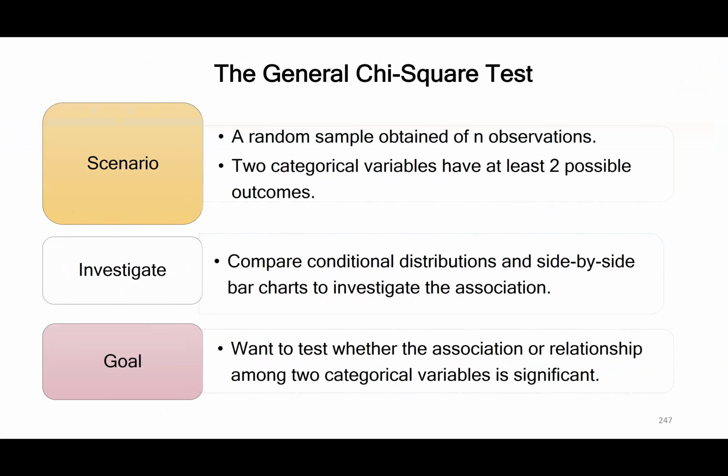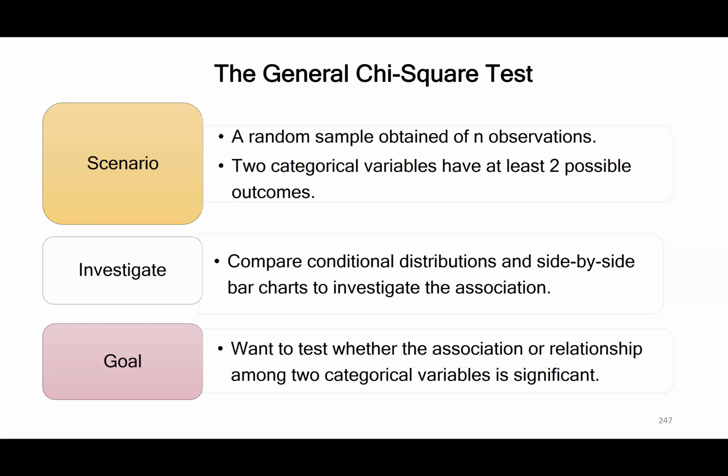So our general chi-square test is going to be extremely similar in some ways to the goodness-of-fit chi-square test that we just did in lesson 10. We're still going to want a random sample. We want our sample to represent the population as well as possible. And you're going to want two separate categorical variables that each have at least two outcomes.